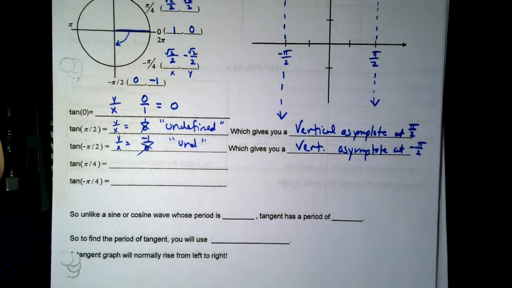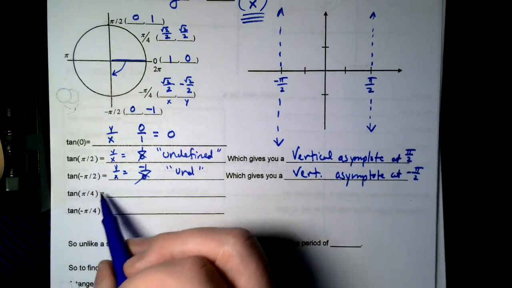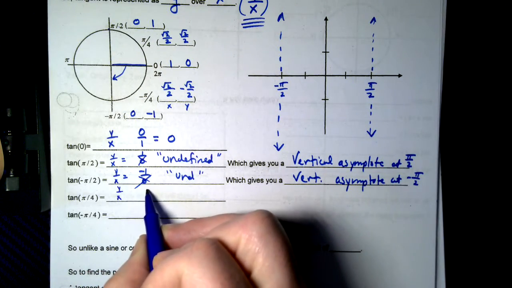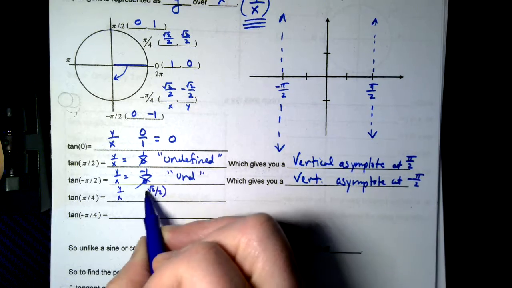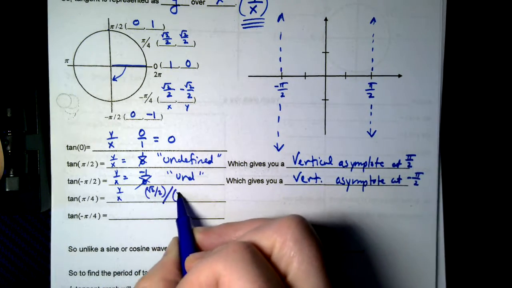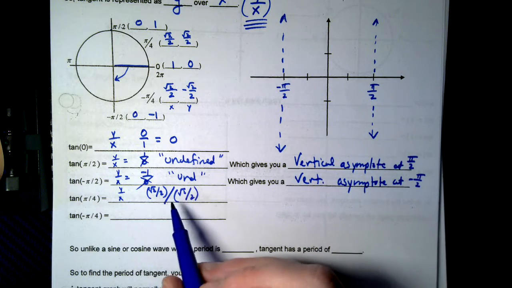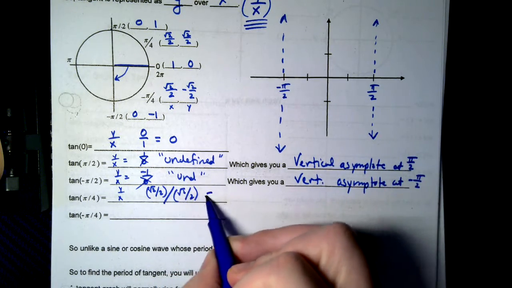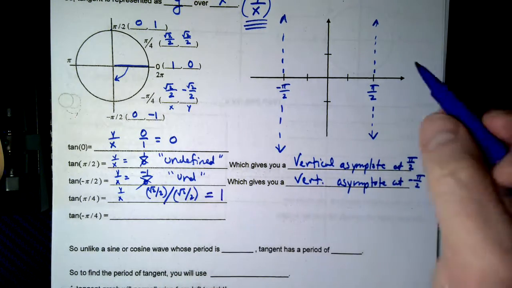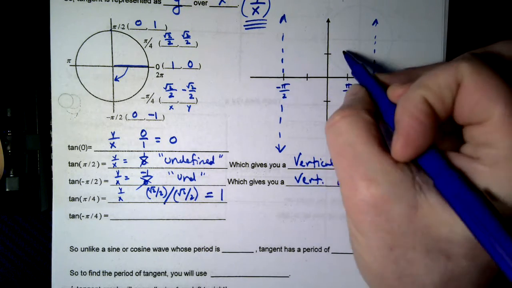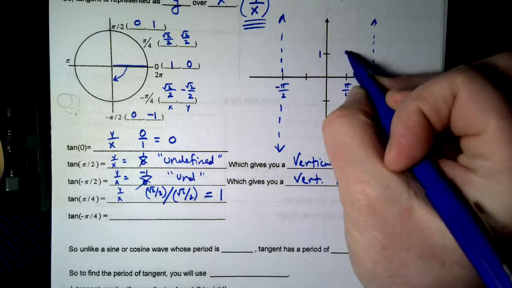All right, next one. How about when you plug in pi over 4? When you plug in pi over 4 and you do y divided by x, what you're doing is square root of 2 over 2 divided by square root of 2 over 2. Now, that's really ugly square roots and fractions, but they're the same. It's going to equal 1. So at pi over 4, it's going to equal 1.